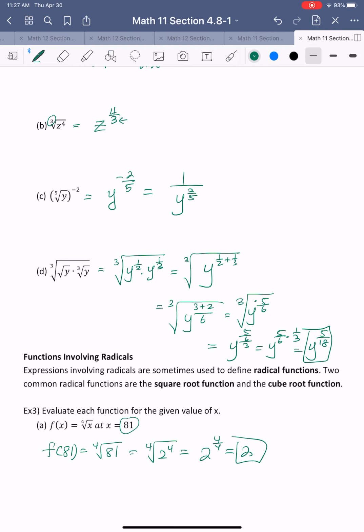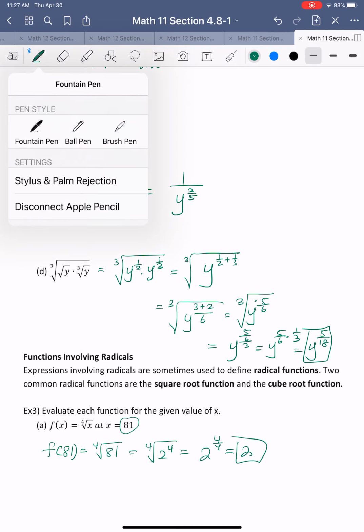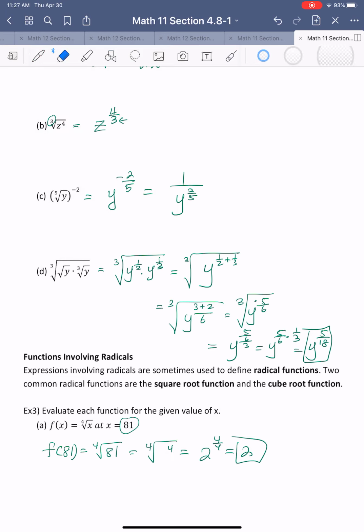Oh, what am I talking about? Sorry about that. It's 3 to the 4. What am I talking about? Sorry, I'm not in good condition today. Okay, so 3 to the 4, and then it's going to be 3.